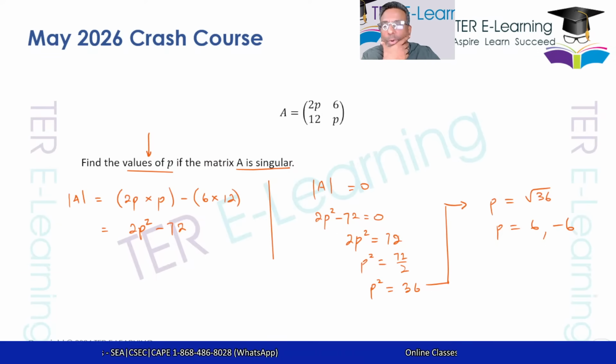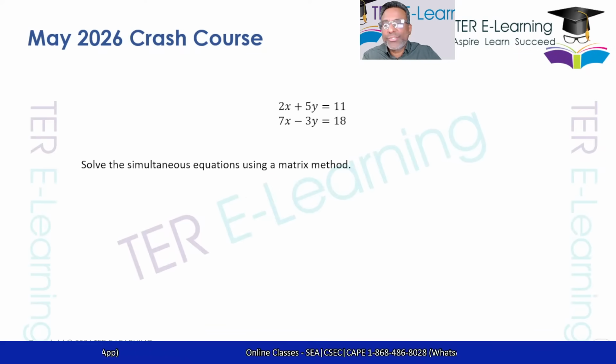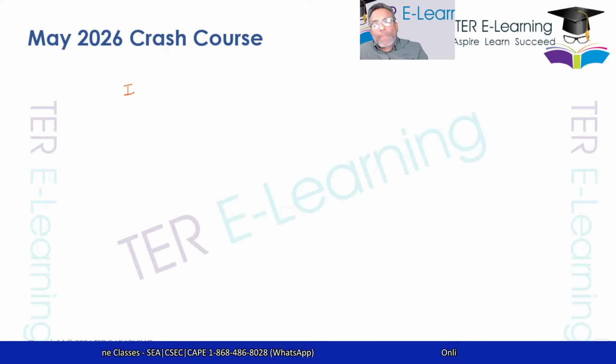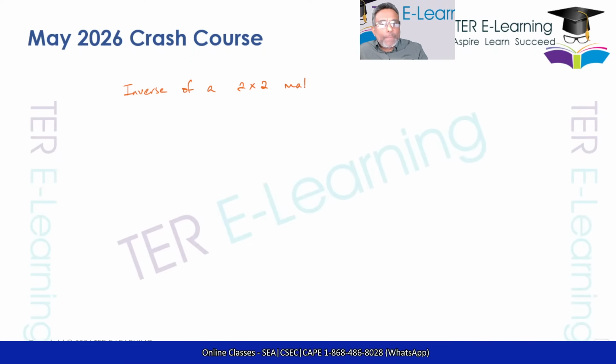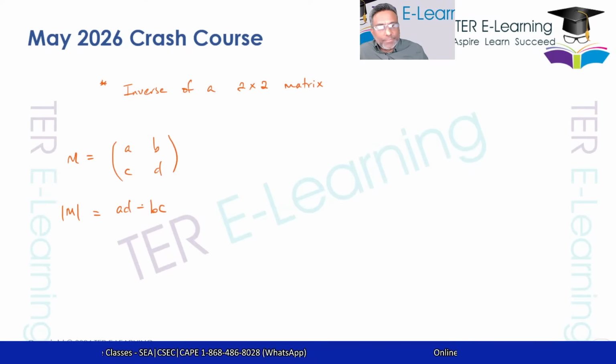All right. Now, what about the inverse of a matrix? One of the things you can be asked is to find the inverse of a 2x2 matrix. So first things first. If I have a matrix M, and that is given by A, B, C, and D, your determinant is given by AD minus BC, right? That's your determinant. We also have something called the adjoint of a matrix.